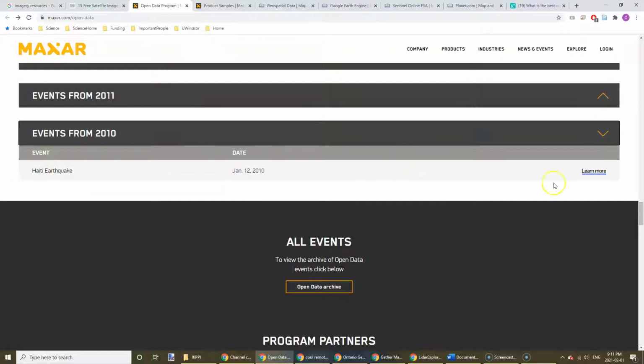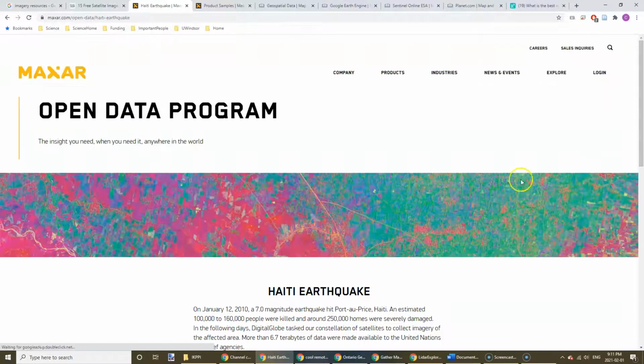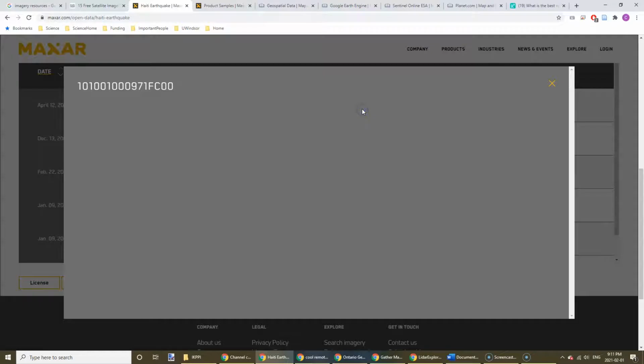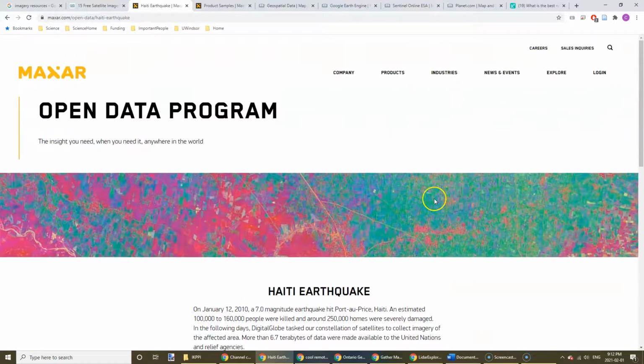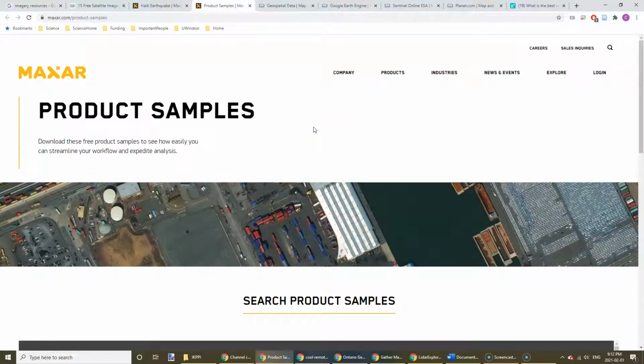The benefit of these ones is that a lot of this imagery comes up as higher resolution than you're going to get with the Landsat program, for example. So if you are interested in looking at high resolution imagery, this open data program is probably going to be a good one.